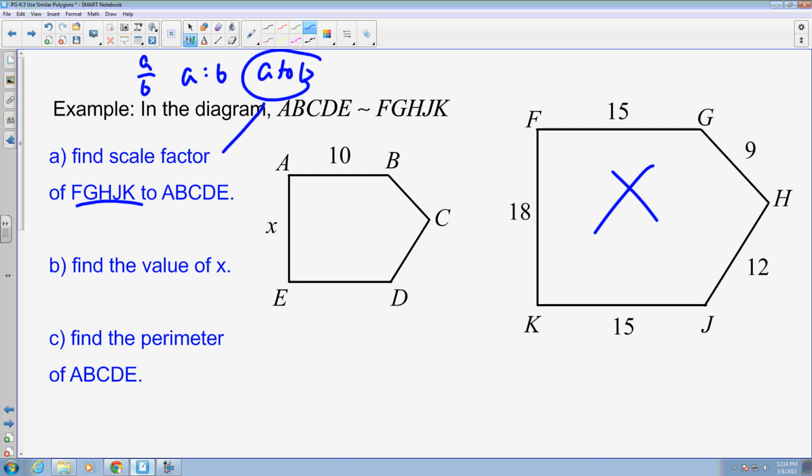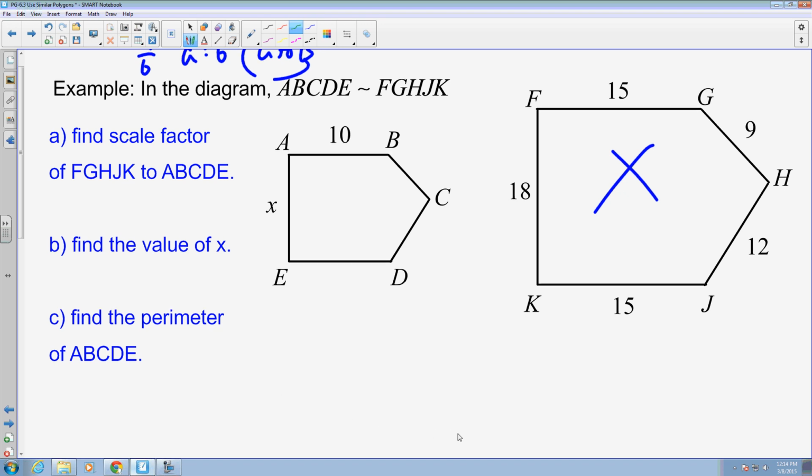So they use essentially this model here, and that allows us to format it in the other two ways, if that makes sense. So we look at it, find the scale factor. All you got to do is look at just one corresponding side. So I can just take a look and say, oh, FG is 15, and the corresponding side is AB, and that's 10. Well, I can reduce that, 15 over 10, I can reduce that to 3 over 2.